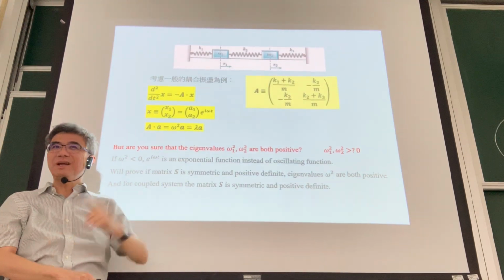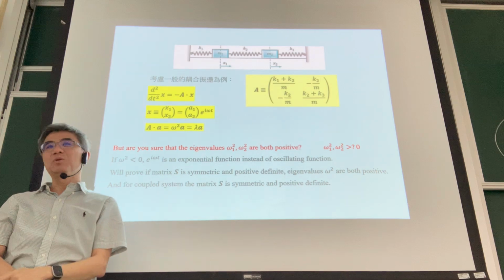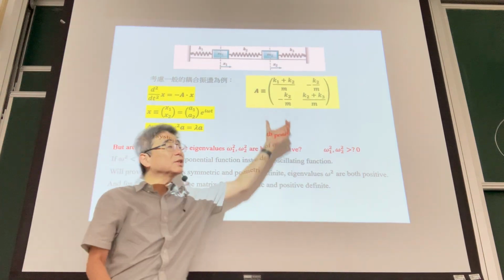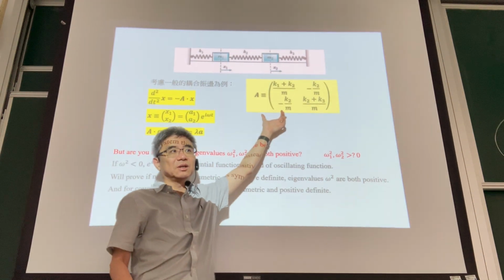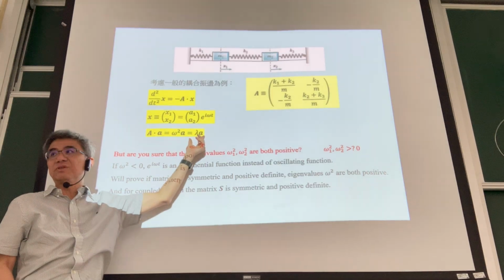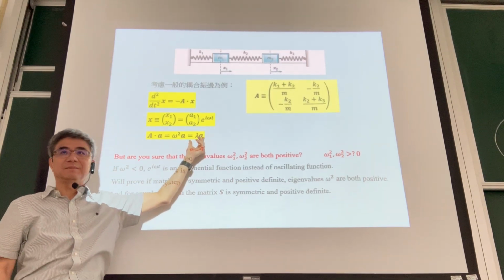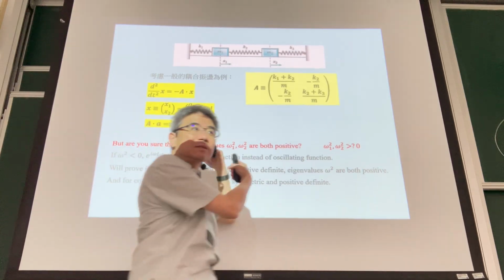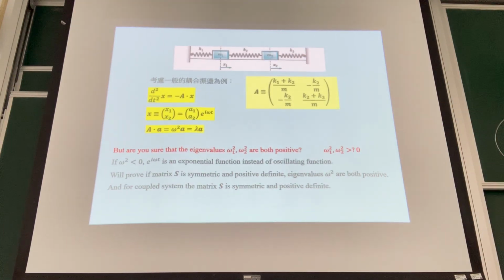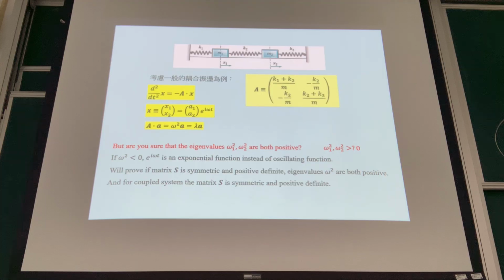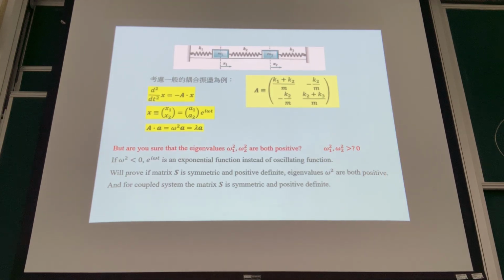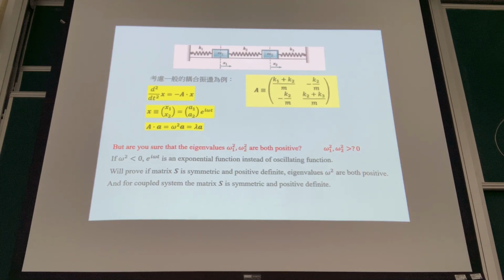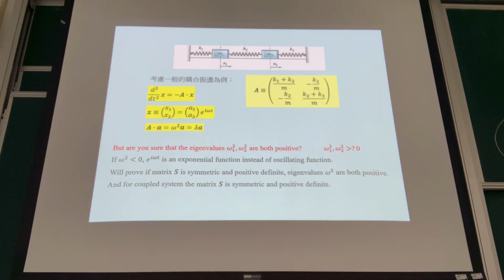Are you sure this lambda is positive? Yes, I'm going to prove to you. If this A is symmetric, this lambda, the eigenvalues, are always positive. That's what we are going to do next week. And it is so important, otherwise we cannot be sure we solved the coupled oscillation already. No. After we've done this, we will be sure we solved the coupled oscillation. See you next week, okay?